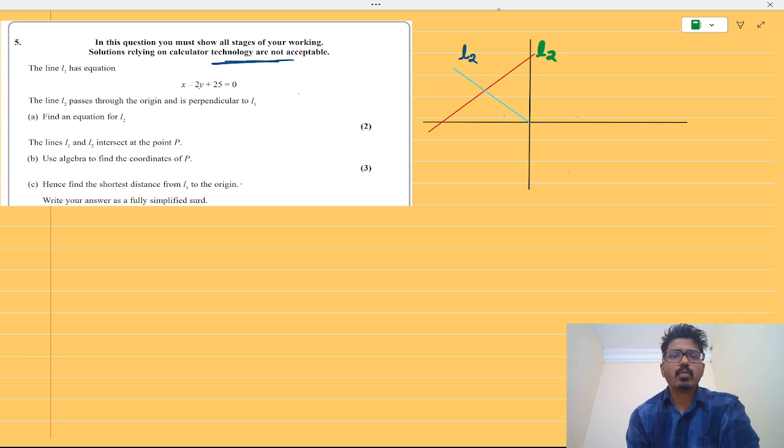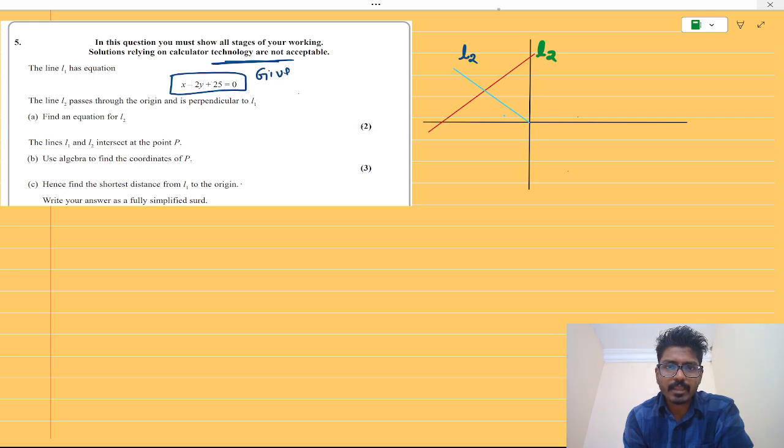So the line L1 has an equation which is given by x minus 2y plus 25 is equal to 0. So this is the given equation. Then they mentioned that the line L2 passes through the origin and is perpendicular to L1. So let us take this origin 0, 0. So this is the origin of the line L2.